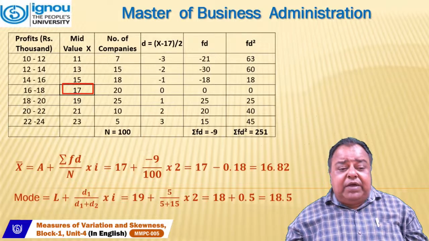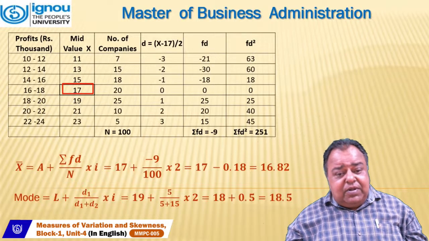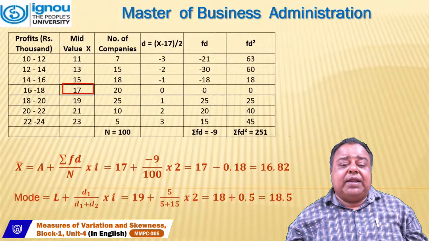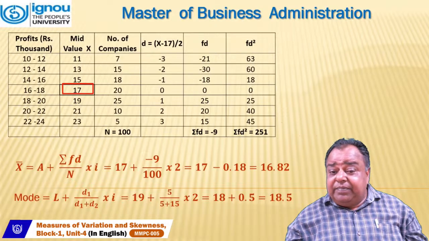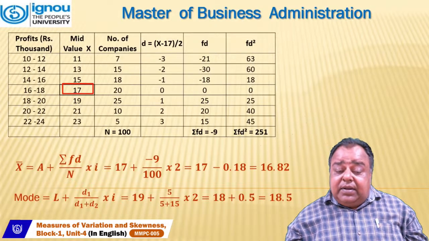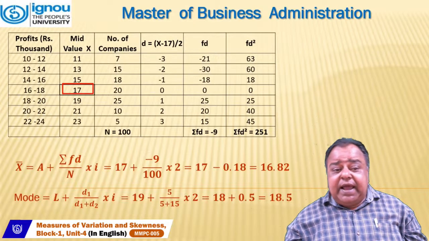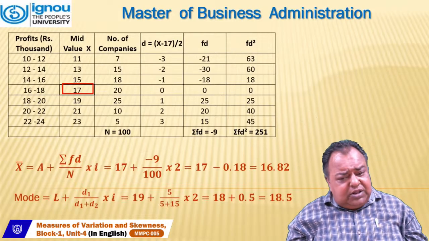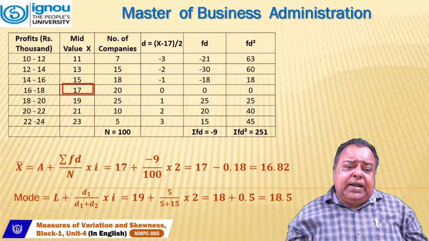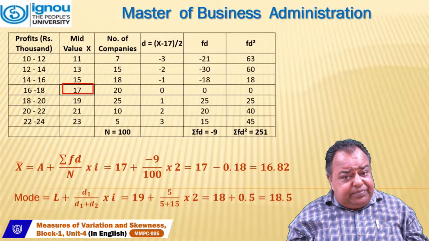The column where we have assumed, we can straight away write 0. Above it, we can write minus 1, minus 2, minus 3. And below 0, we can write 1, 2, 3. Now we have to multiply FD. FD will be 3 into minus 2, that is minus 21. FD square will be a positive number. D is minus 3, its square will be 9. 9 into 7 is 63. So similarly, we will be evaluating all these terms. And we will find N as 100, summation of FD as minus 9, and summation of FD square as 250.